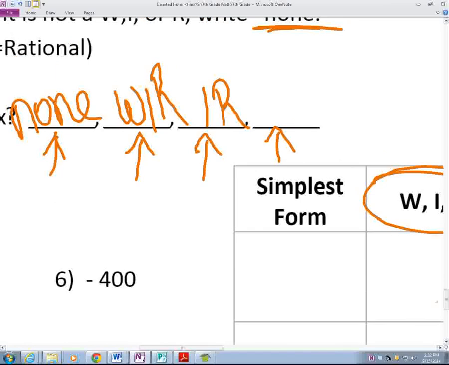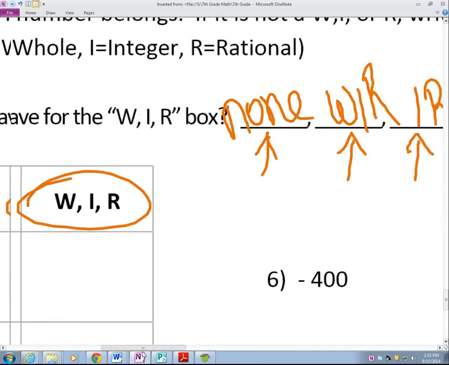Then what else is there? Yes, Jason. R, just R. So on your homework and the rest of these notes here, those are the four possibilities that you're going to put when it says WIR. Okay, let's do a couple of these examples.